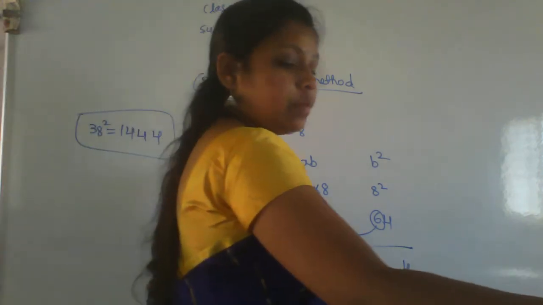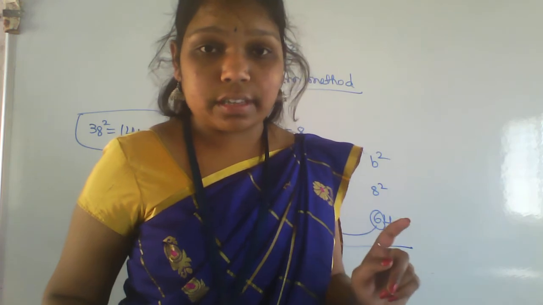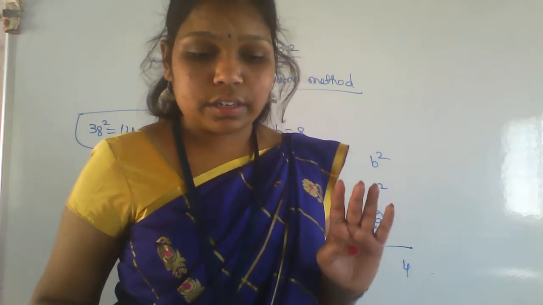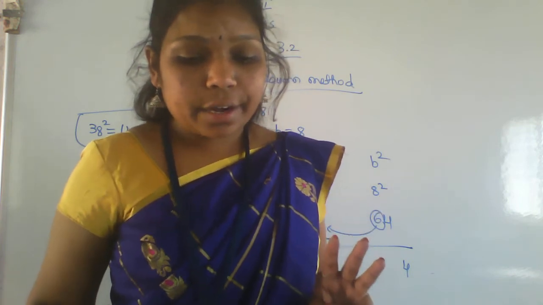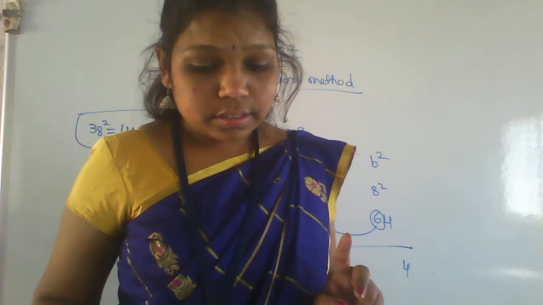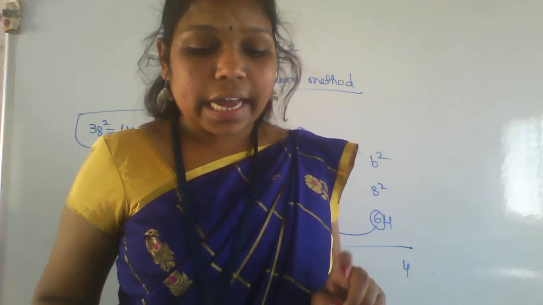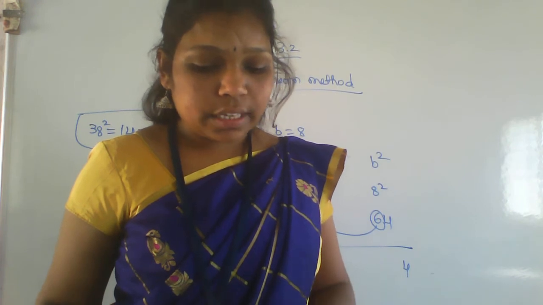Okay. Next, there are another two problems. Do it yourself, the third one and fourth one. Next, go for the third main. Find the square of the numbers using the diagonal method. Using a diagonal method you have to find the square of the numbers.